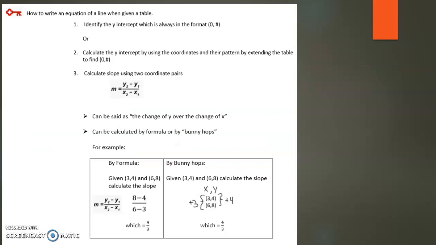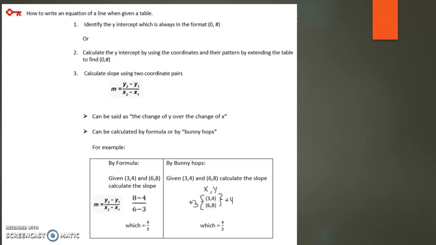Another thing you're going to have to do is you're going to be given a table and asked to write an equation. How are you going to write an equation of a line given a table? First, you're going to identify the y-intercept. On a table, if there is a point that is 0, and a number, that is your y-intercept. Or you're going to calculate the y-intercept by using the coordinates in their pattern by extending the table. Sometimes that y-intercept's not going to be there, but it will be if you know the pattern on the table. You can go below the table or above the table to find it.